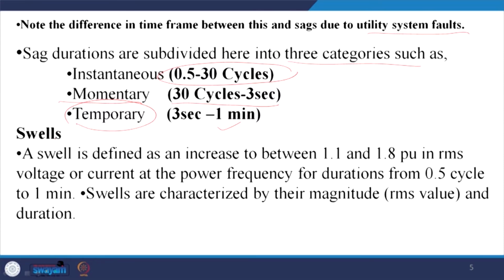Similarly, a voltage build-up is said to be a swell. A swell is defined as an increase in voltage between 1.1 to 1.8 per unit in RMS voltage or current at the power frequency for a duration of 0.5 cycles to 1 minute. Swells are characterized by the magnitude of the RMS value and also the duration, same as sags, but here we allow only 1 minute.